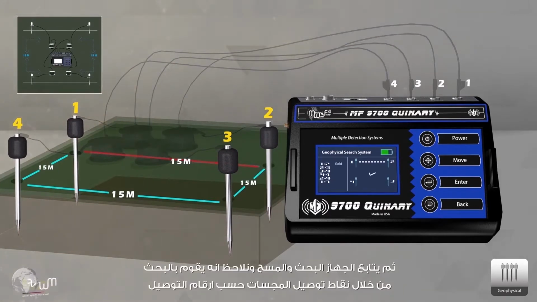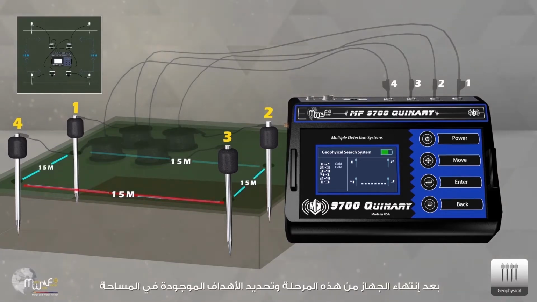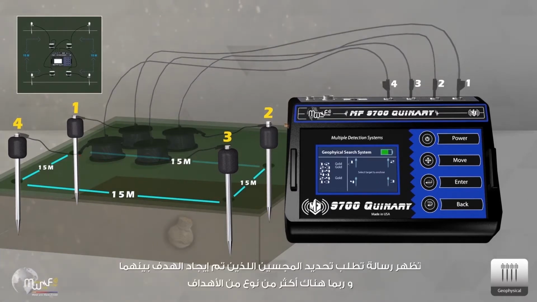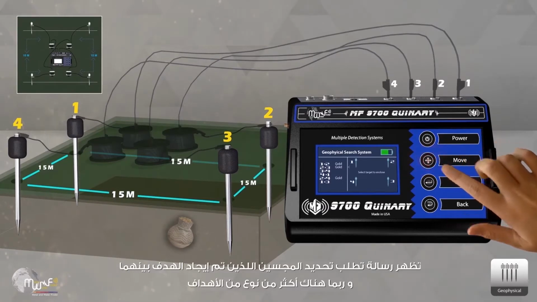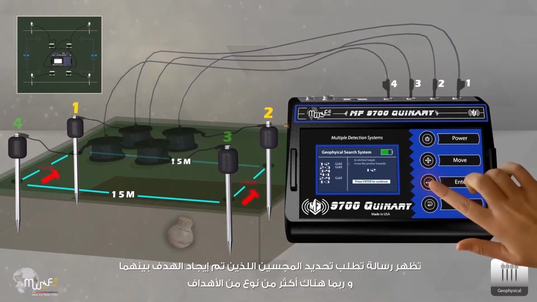Then the device continues scanning and searching through the probes' connection points according to the connection probes' numbers. After the device has completed this stage and identified the target within the survey area, a message will appear asking for identification of the two probes between which the target was found. There may be more than one type of target.